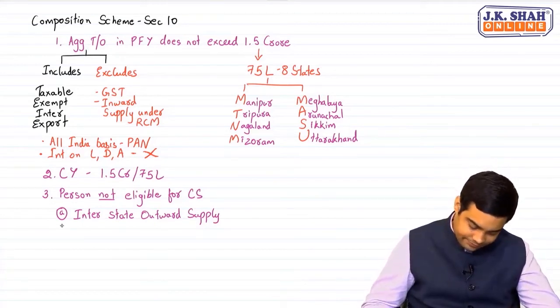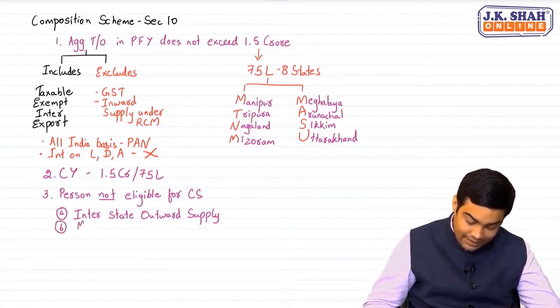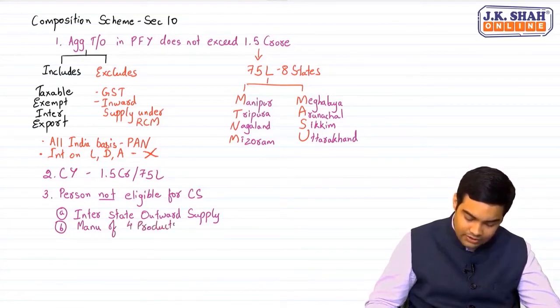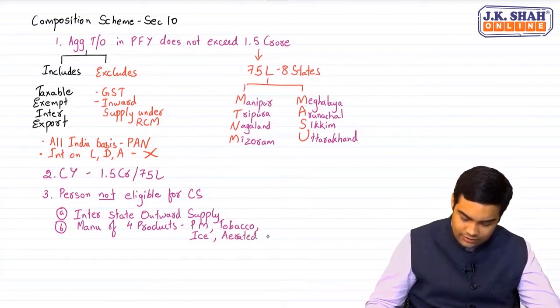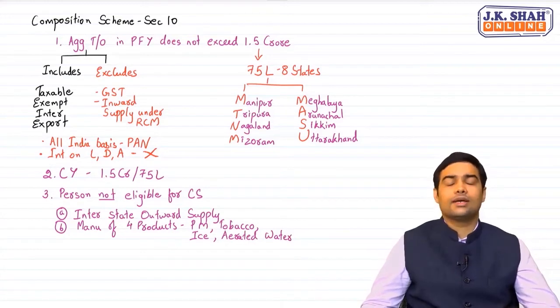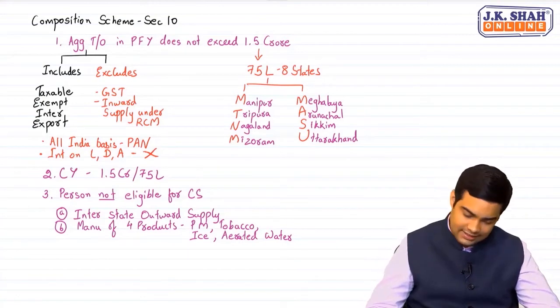Second one is manufacturer. Careful. Manufacturer of 4 products. And these 4 products which are there at present in the law are pan masala, tobacco, ice cream and aerated water. Aerated water, Pepsi, Coca-Cola, these 4 products being manufactured, a person is not eligible for composition scheme.